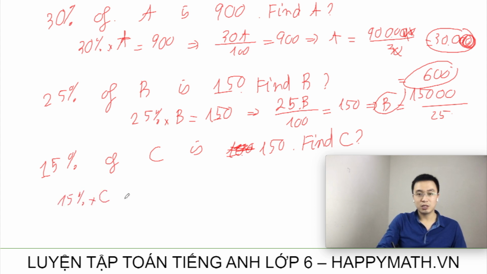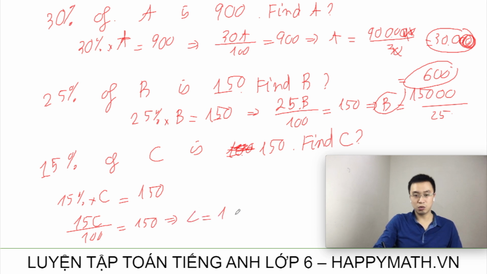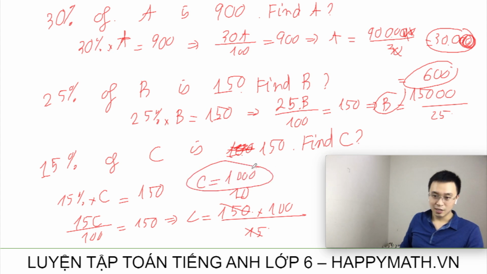15% multiplied with C equal to 150 here. 15C over 100 equal to 150. So C will be equal to 150 multiplied with 100 and divided by 15. We have cancel here, it is 10. So the number for C, you will have 1,000. That's it. It's very easy, right?